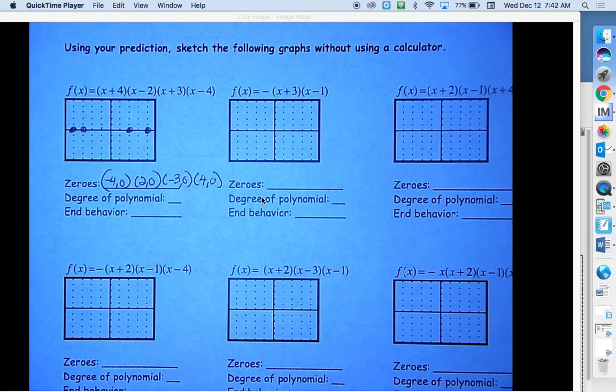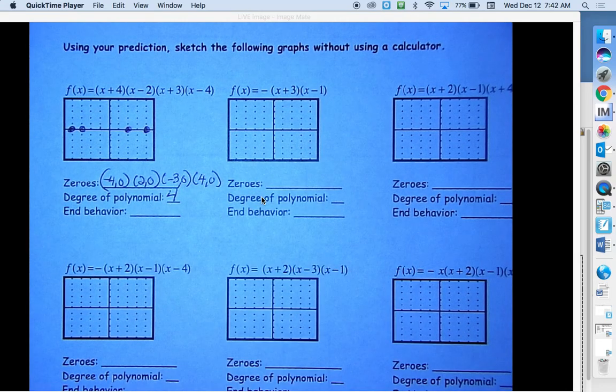Largest power of the graph. So in this case, Connor, there are 4 of them. There are 4 zeros. That also tells you the degree. The number of zeros correlates with the degree of your polynomial, so that would be 4.